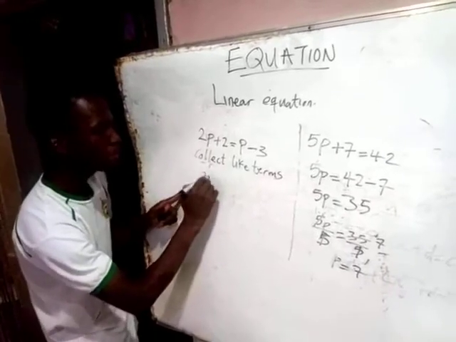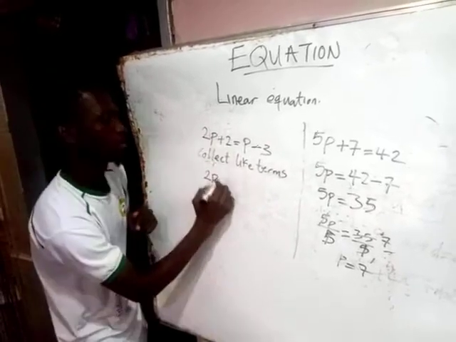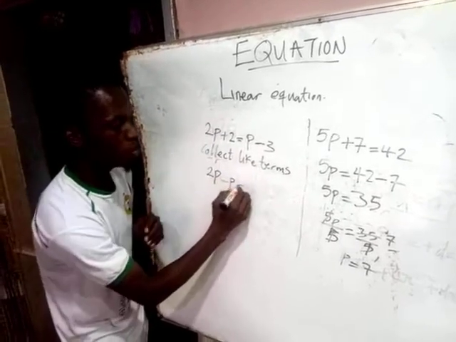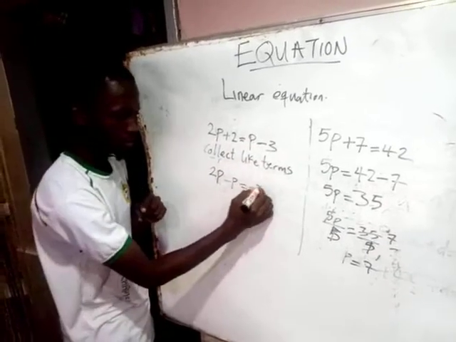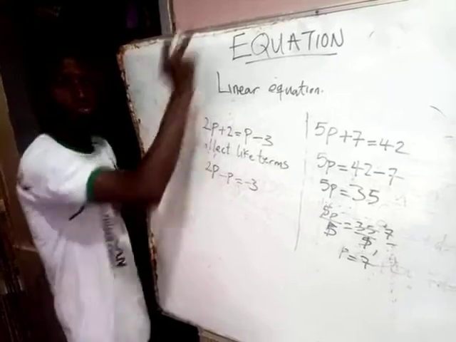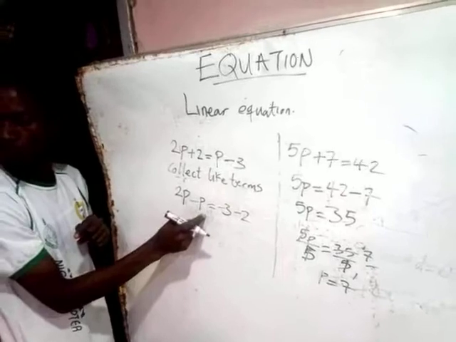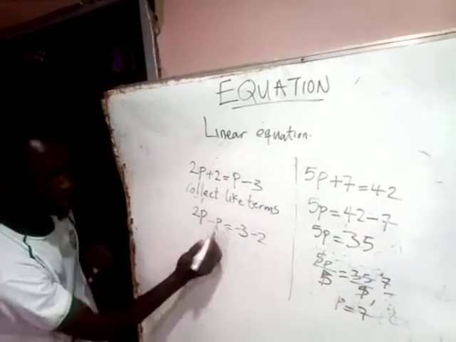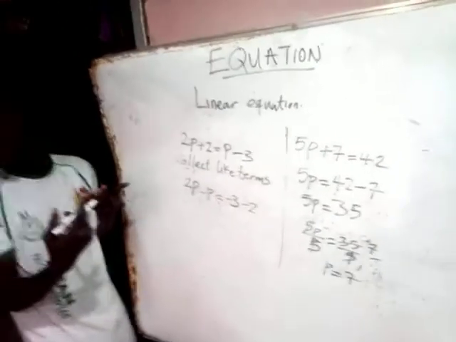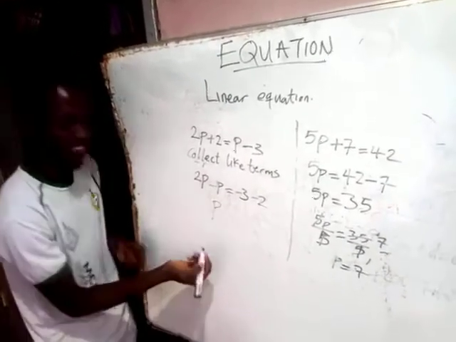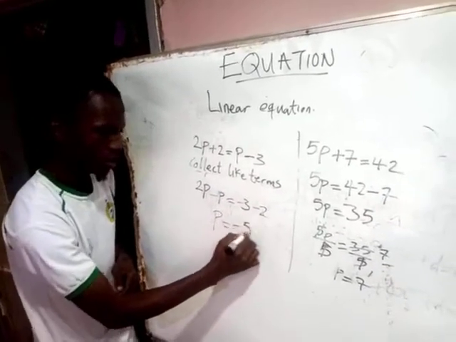That is 2p. If this plus p is coming here, it will turn to minus p, equals to what is here before, minus 3. Plus 2 is going to the other side, it will turn to minus 2. 2p minus p will give you p, because the coefficient of p, we assume it is 1. So 2 minus 1 is 1, so 1p. Instead of writing 1p, you write p. Minus 3 minus 2 will give you what? So all this is clear.